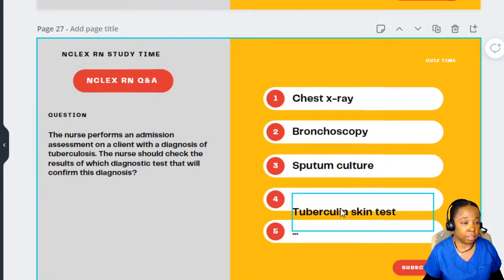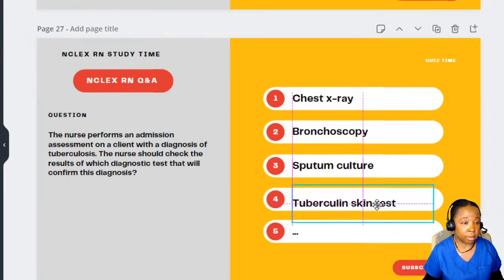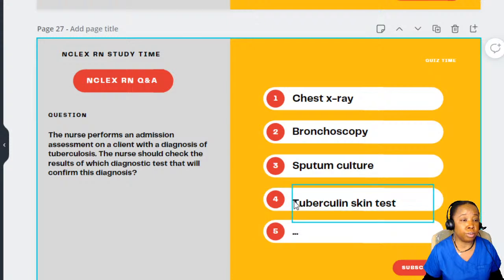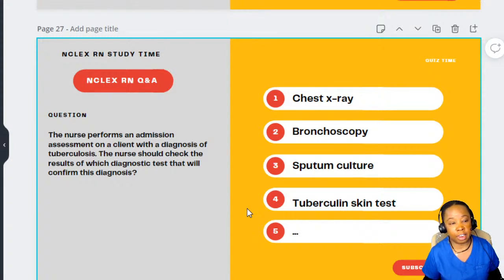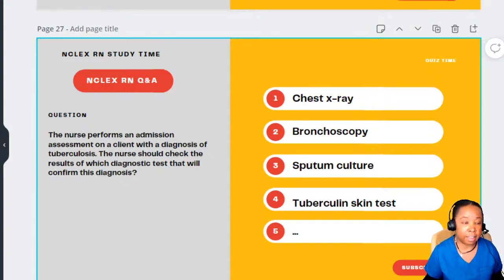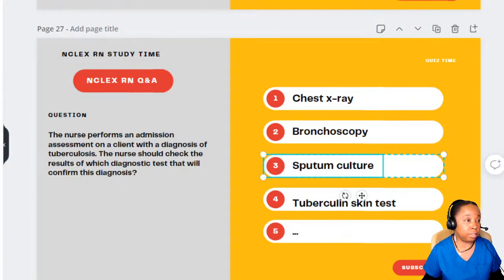And the last option is the tuberculin skin test. Most of us have to do that test, whether you have TB or not. Then you have to go back after a certain time, and they see if there's any sign of TB. But after you do that test, you still have other tests to do. All these tests are part of the TB assessment, but there's one that you will do to confirm. Sputum culture is the answer.